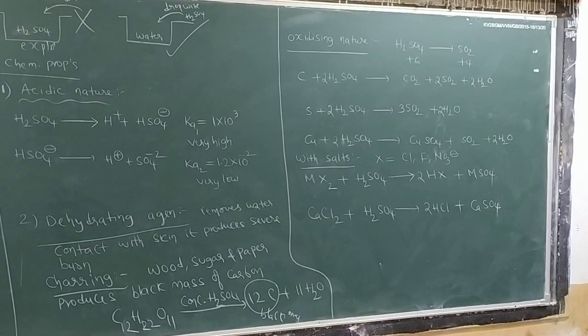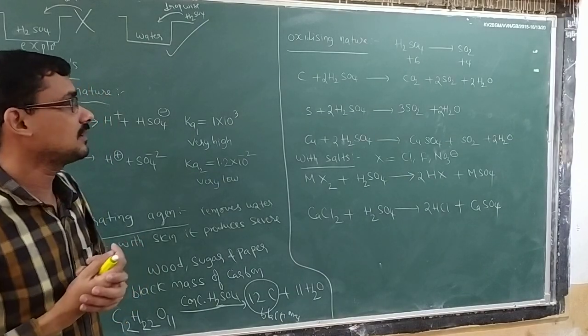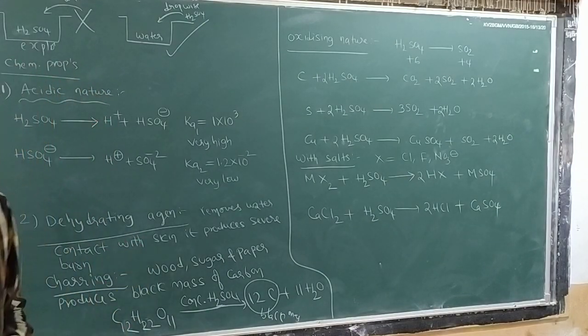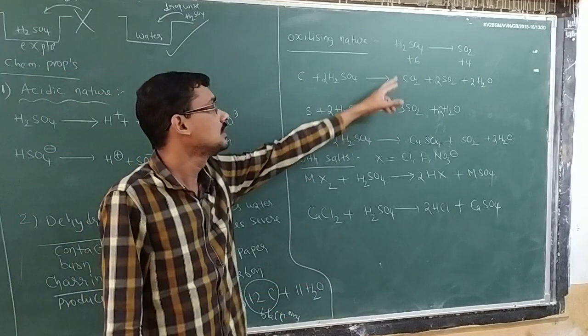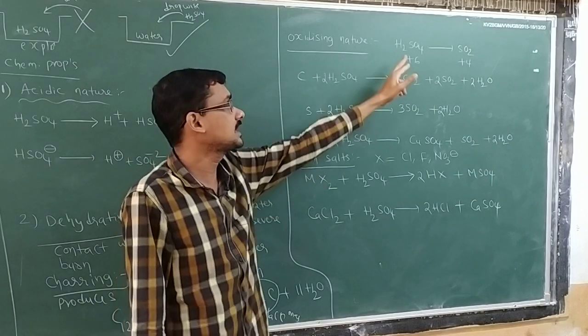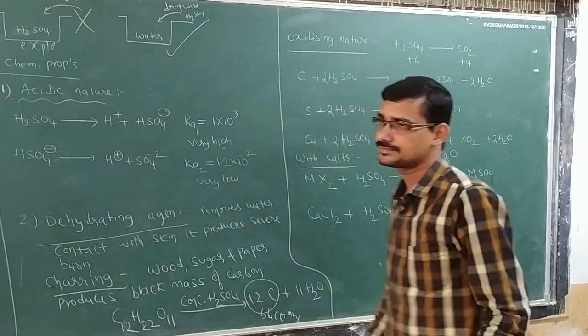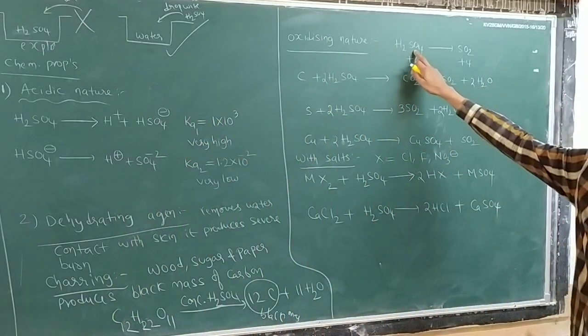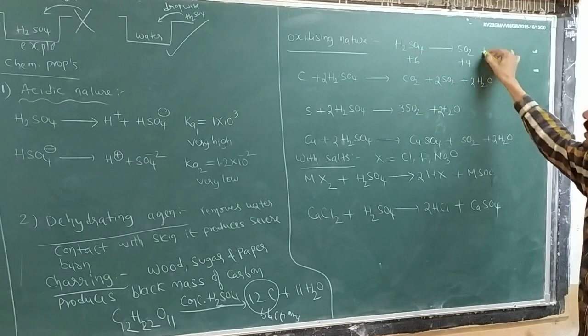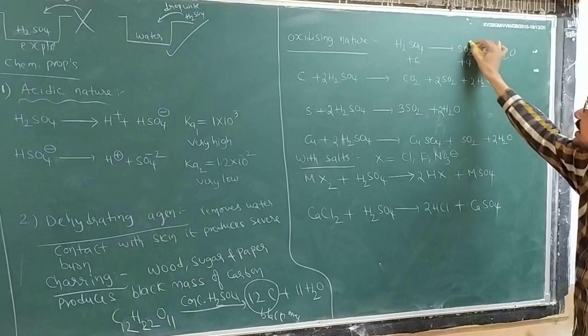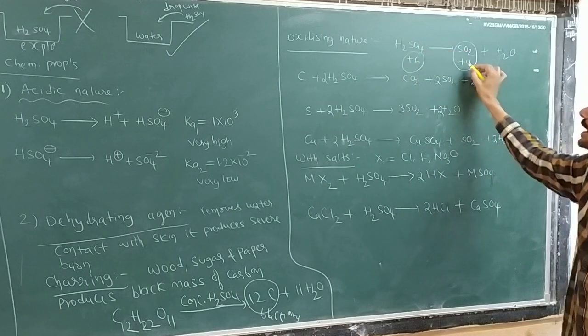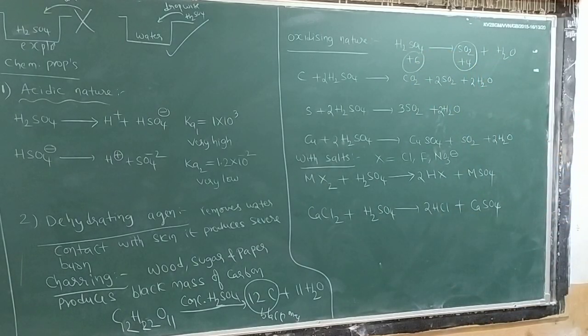Oxidizing nature is nothing but sulphuric acid undergoing a reduction reaction. If the sulfur of sulphuric acid undergoes reduction, that is called oxidizing nature. Whenever sulphuric acid shows oxidizing nature, what type of things are we going to get? Sulphuric acid will convert into sulfur dioxide, isn't it? H2SO4 will convert into SO2 plus water also, but that is not important. You see here, plus 6 converting into plus 4, a reduction reaction.